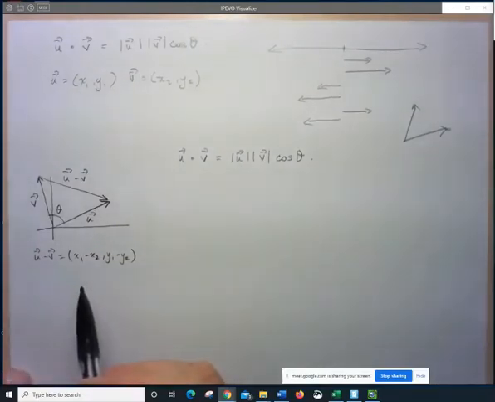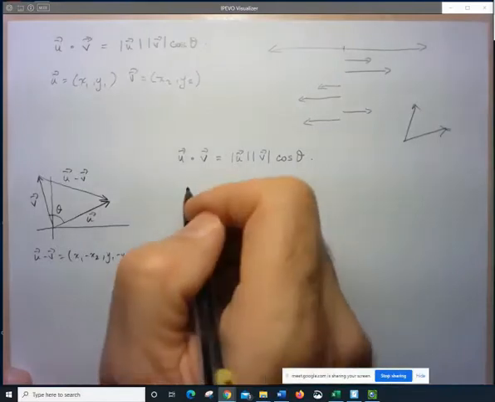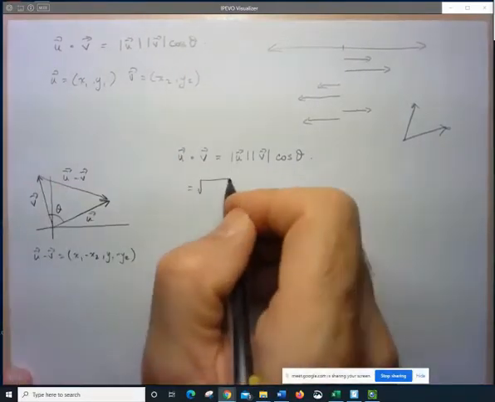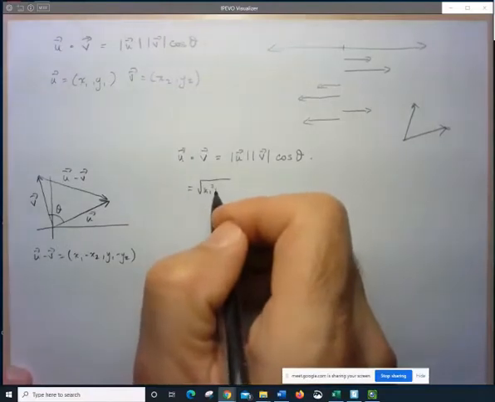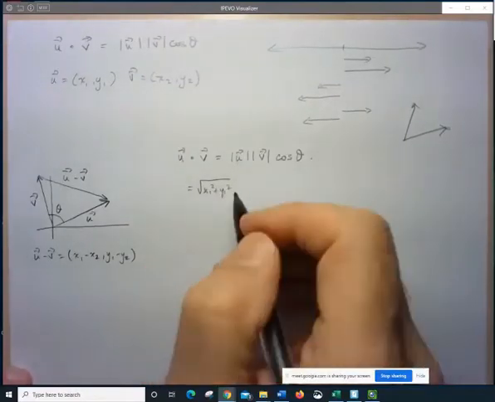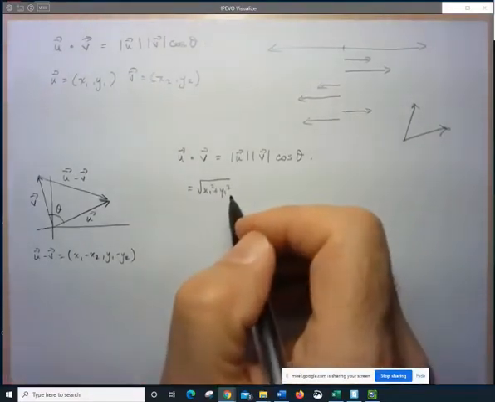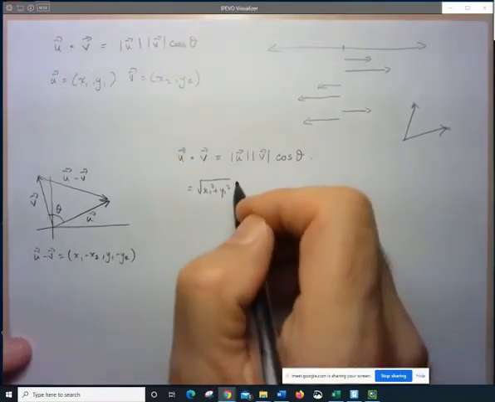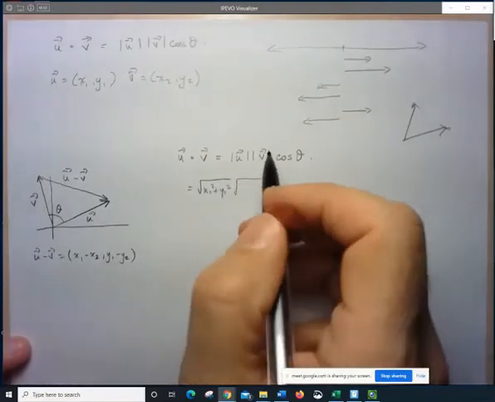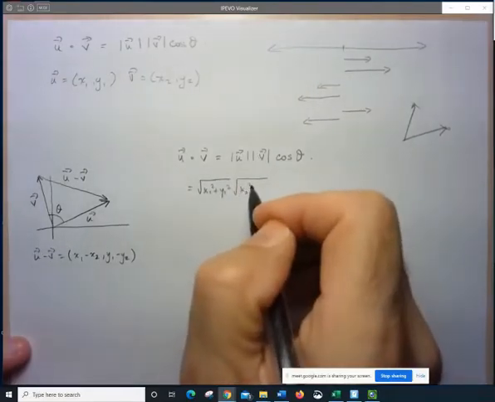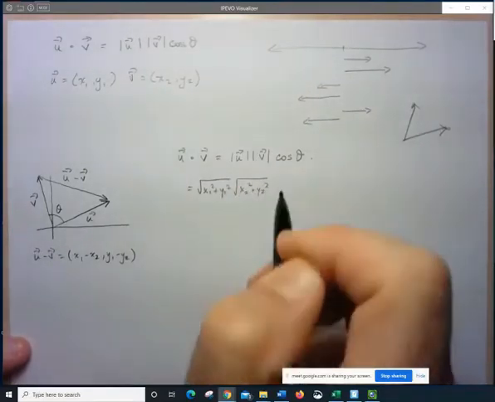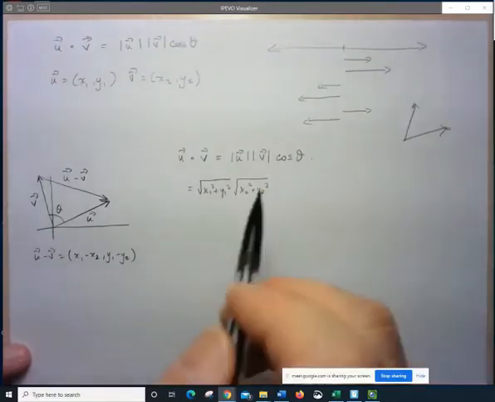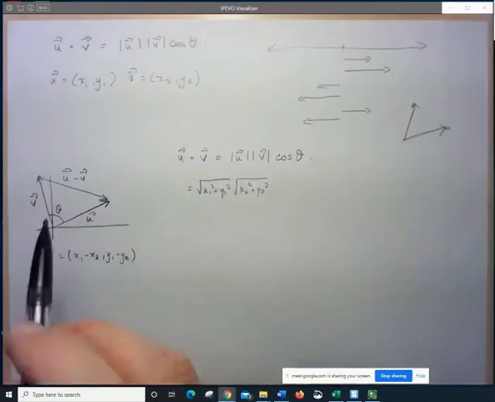All right, so let's go ahead and input this here. The magnitude of u is just the square root of x1 squared plus y1 squared. The magnitude of v is just equal to the square root of x2 squared plus y2 squared. And now here, I need to find the cosine of the angle. But again, let's use the cosine law.